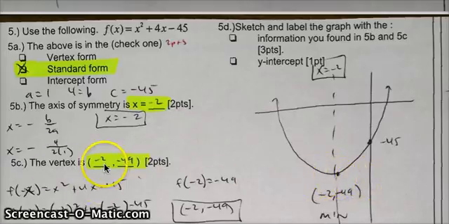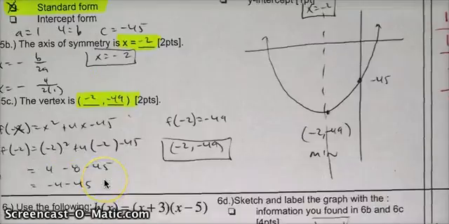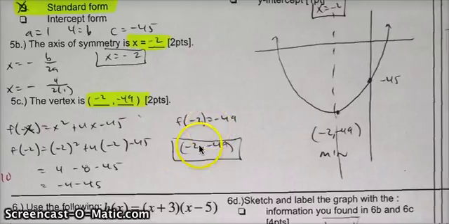To find the vertex, I'm going to take -2 and put it back into the function for every x value. This is -2 squared, which is a +4. That gives you -8 and -45. 4 minus 8 is -4. -4 minus 45 is -49. -2, -49 is your vertex. That should actually have been one of your versions, A or B, from the last quiz.